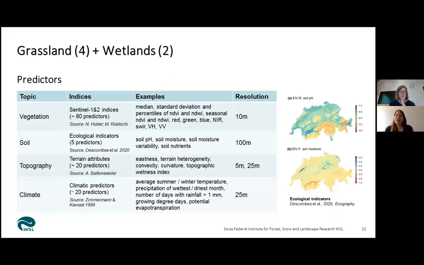We collected quite a diverse set of predictors, and most of them were describing vegetation. For this, we used remote sensing predictors based on Sentinel 1 and 2 indices. Then to consider soil properties, we used the ecological indicator values derived by Patrice de Gond. For topography, we could use the terrain attributes calculated by Andri Waldensweiler. And in addition, we used a set of climatic predictors as well.